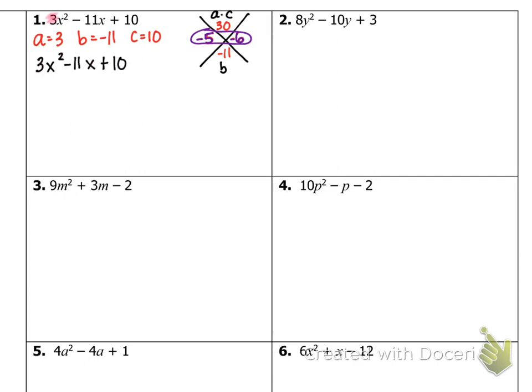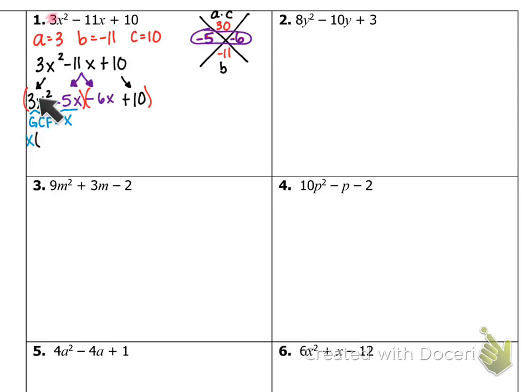Okay, now we're going to rewrite this equation, drop it down. We're going to bring the first term down and the last term down. Hopefully you guys are seeing a pattern. We're going to break the middle term up into whatever we found here, which was a negative 5x and negative 6x, because it still has to make a negative 11x in the middle. We're going to wrap parentheses around the first two and the last two and find the GCF. So the GCF of the first two, notice 3 and 5, we can't take out a number, but x squared and x, we can take out an x. They both have an x in common.